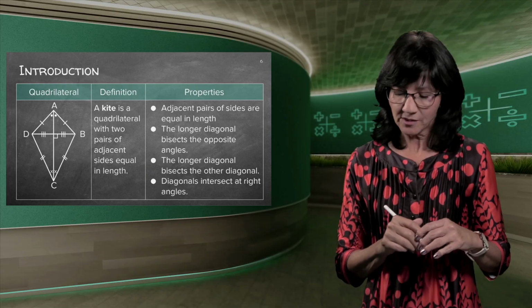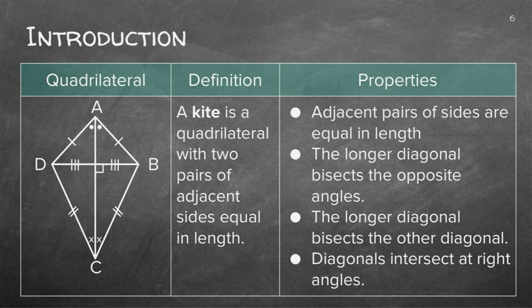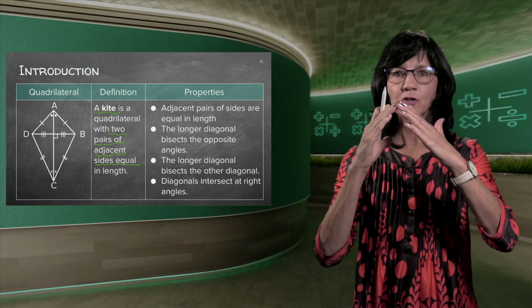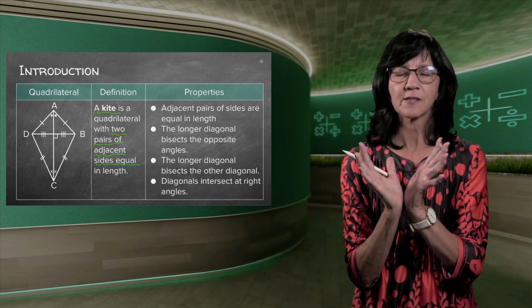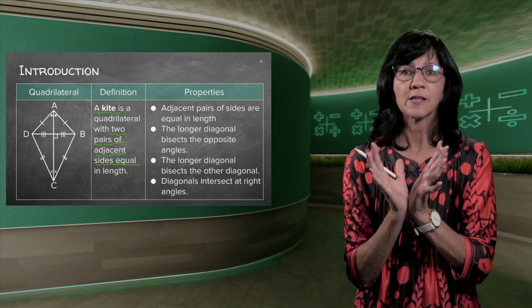There's a few properties on a kite. There's a kite, two pairs of adjacent sides equal. So this one is a little bit different from all the others. All the others had opposite sides equal, opposite sides parallel. A kite has got two adjacent, that means two sides that touch one another, and the bottom two sides that touch one another, those sides are equal.